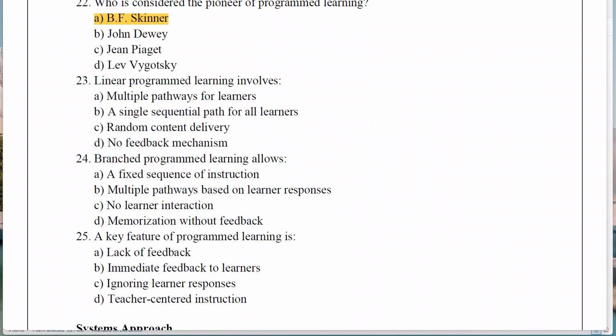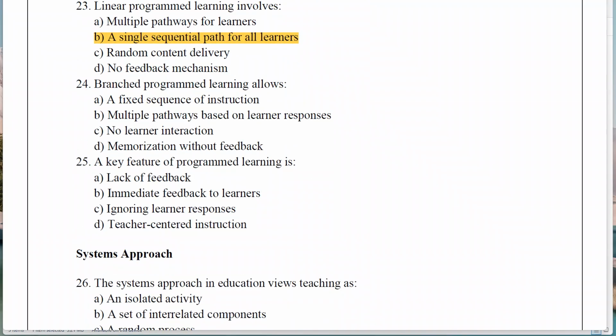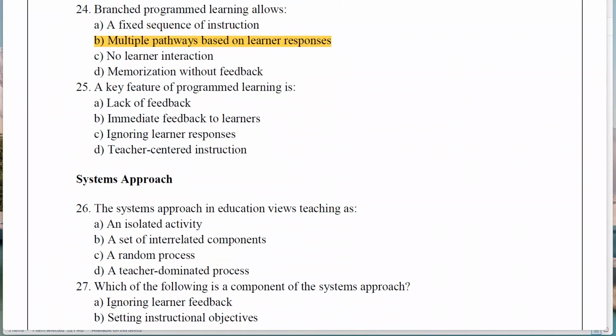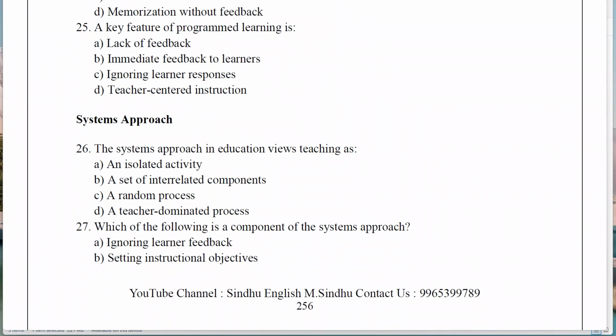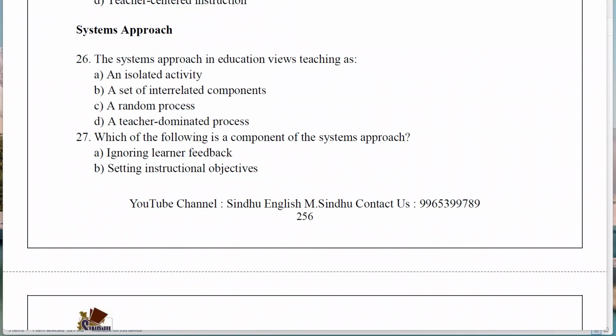Linear programmed learning involves a single sequential path for all learners. Branched programmed learning allows multiple pathways based on learners' responses. A key feature of programmed learning is immediate feedback to learners.